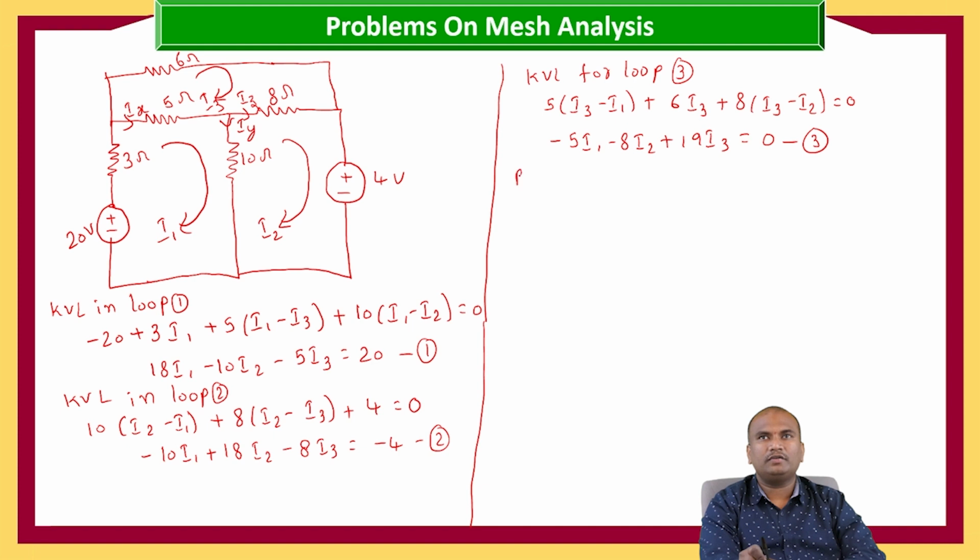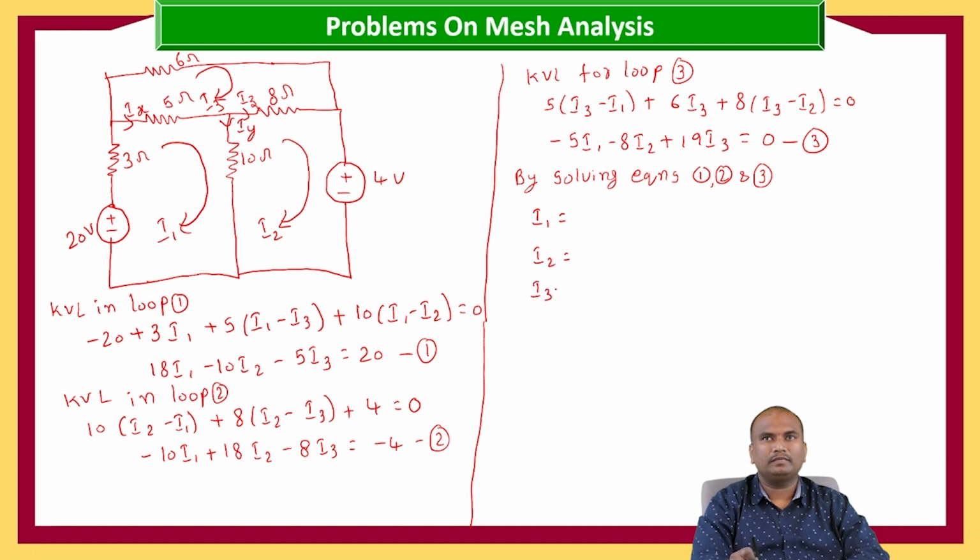By solving equations 1, 2 and 3, we'll get I1, I2, I3.